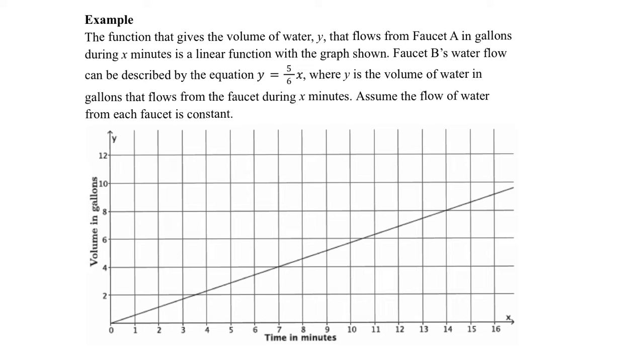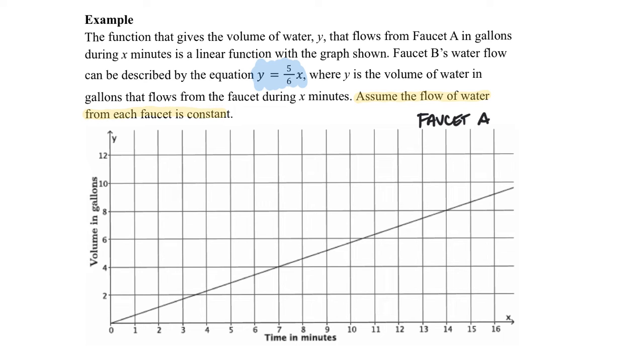Here is a function that gives the volume of water that flows from faucet A. So this first one right here, this is faucet A. They show us in a graph the water flowing out of the faucet over time in minutes, and then the volume in gallons. Faucet B, they gave us in equation form. And they do tell us, this is important, assume that the flow of water from each faucet is constant. We definitely need to know that.